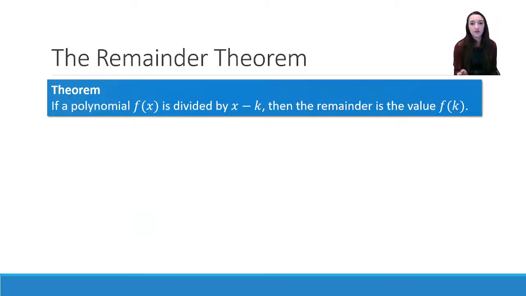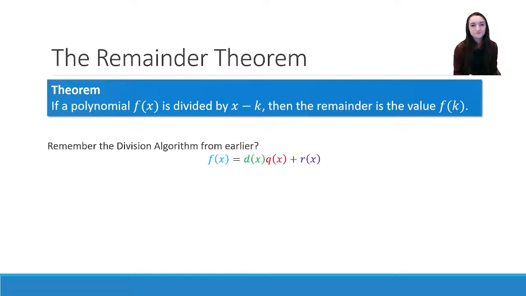So now that we have that, let's look at the remainder theorem. If a polynomial f of x is divided by x minus k, as we've been doing, then the remainder is the value of f of k. Why is this? This is a little strange. Essentially what I'm saying is if I divide something by x minus 3, then whatever remainder I get is the same thing as plugging in 3. That's a kind of cool trick, but why would it work like that?